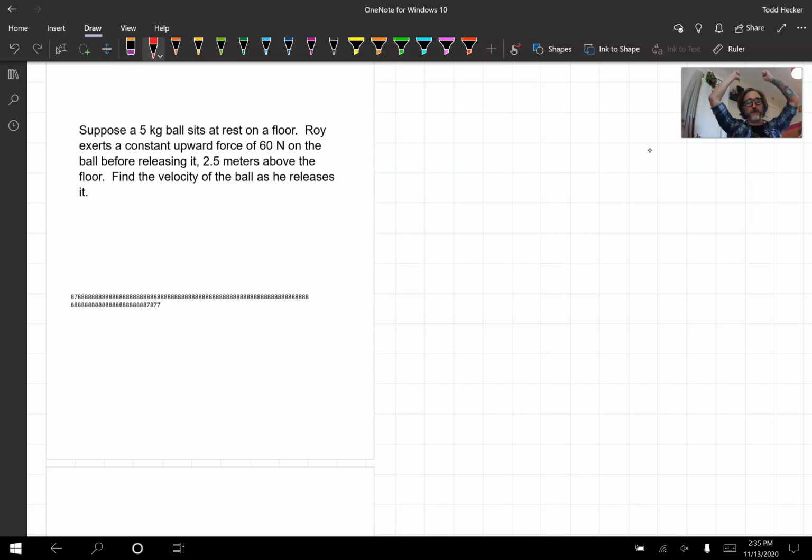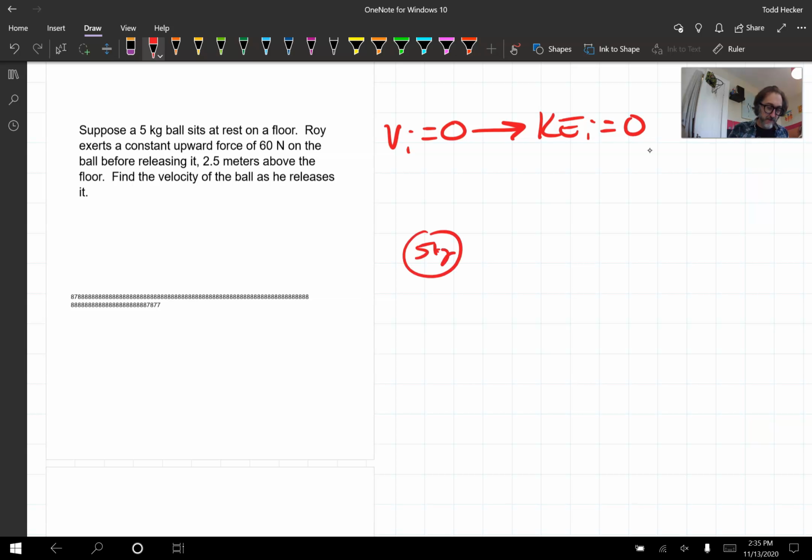So this is one of those barrel throw problems that we did all the time in honors. All right, so here's the deal. We know that the initial velocity is 0. That means the kinetic energy is going to begin at 0. We know that it is a 5-kilogram ball, so we can certainly find our gravitational force.